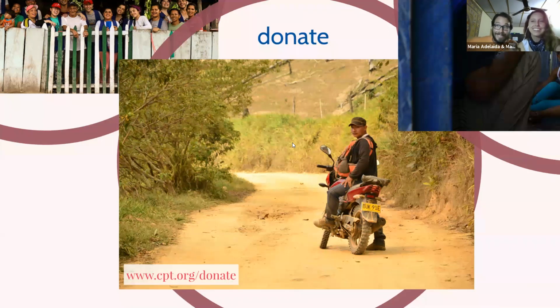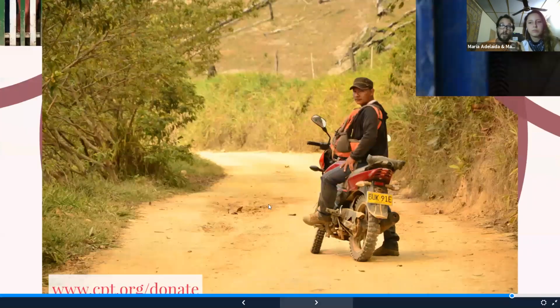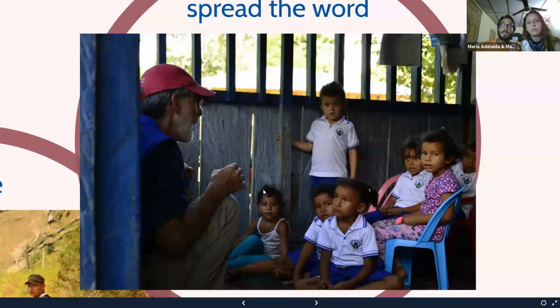Moncho is this guy on the motorbike looking at you saying, hey, please donate. There you have the link. You cannot click on the link, but you can go into the CPT webpage and help us with $10. With $50, we go back and forth to visit one of the communities, and we do that around once a month. So $50 provides enough resources to accompany a community for around a week. And finally, help us spread the word.